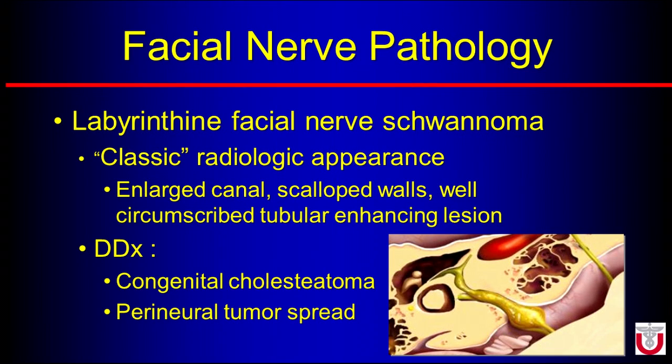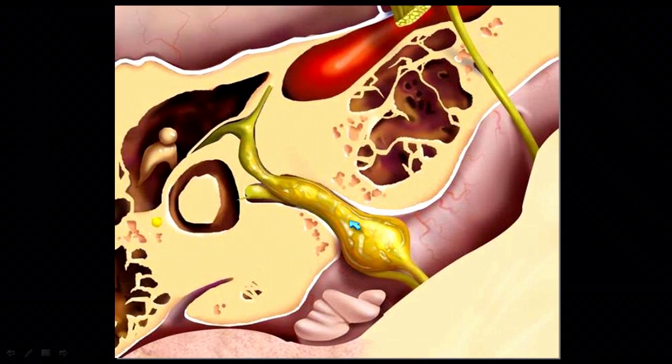So next is the labyrinthine segment. So here we have very dense bone. So this is more of a classic appearance for a schwannoma, where we have enlargement of the canal at that area. And we might think about some other pathologies like a congenital cholesteatoma or perineural tumor spread. So here's a graphic showing a lesion that's not only in the cisternal and canalicular segments, but it's also extending along the labyrinthine segment to the anterior genu.